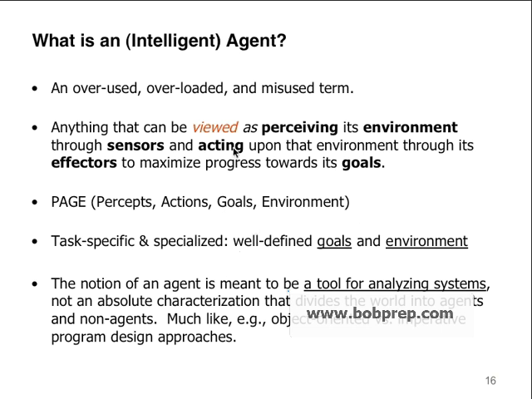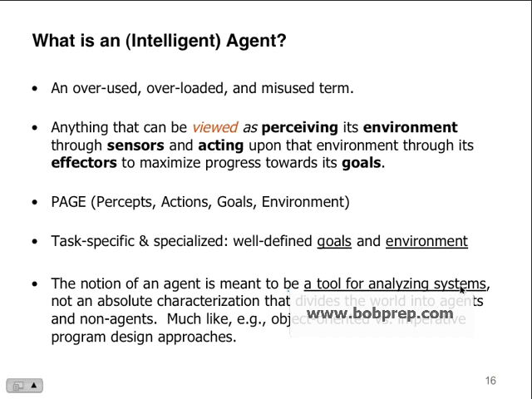So we have task-specific and specialized particular types of environment. So well-defined goals and environments themselves are considered task-specific and specialized. If it's not task-specific, we have no idea what we're solving. And we have to specialize because we're going to come up with a way of doing it. And we're going to essentially refine it and make sure we're not doing anything else, but we're just going to solve that particular goal.